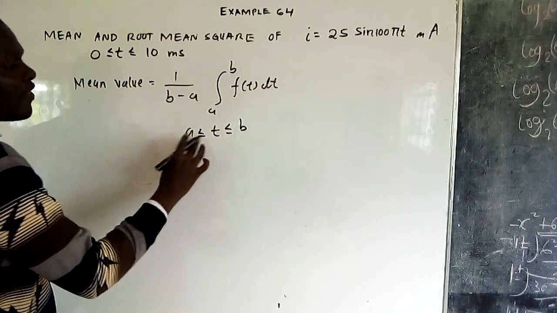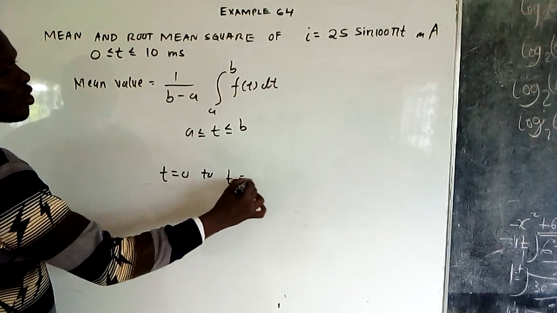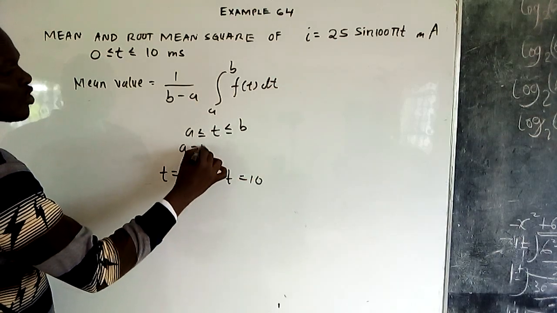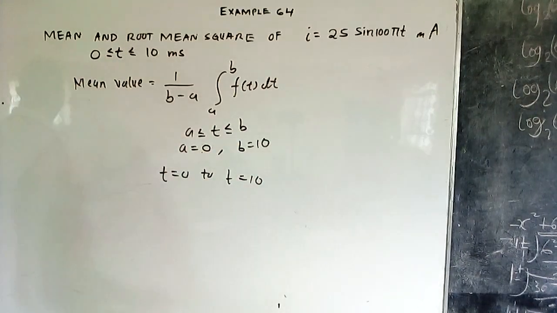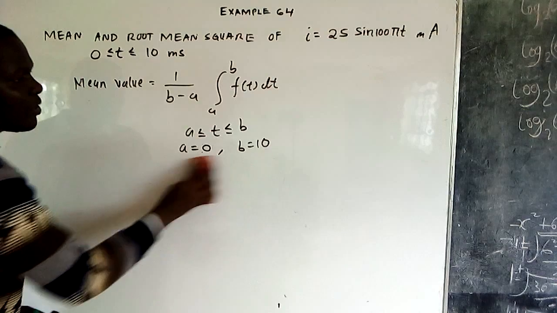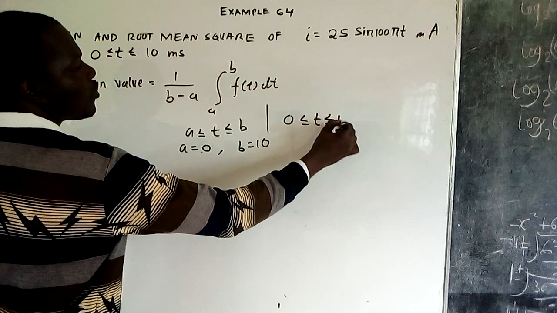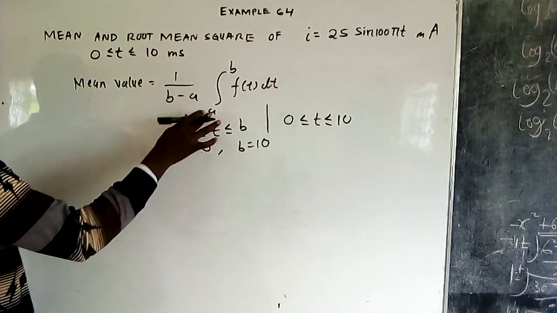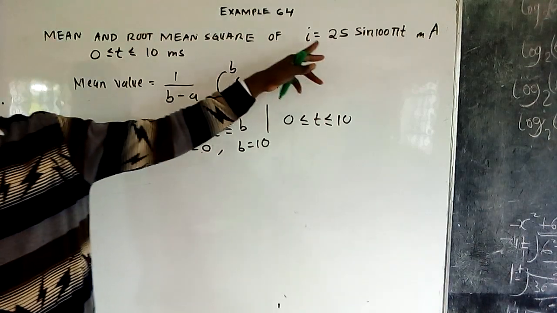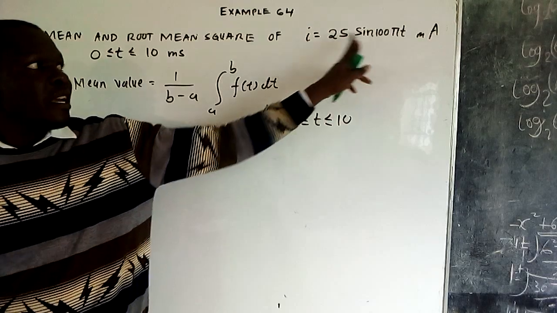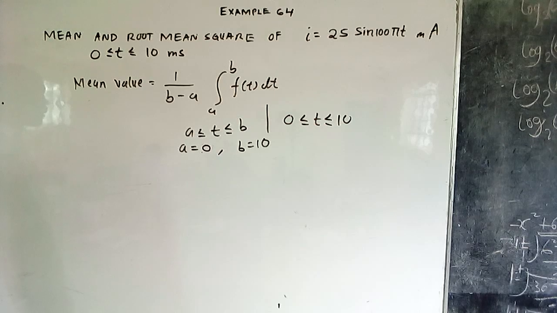Are you seeing that? The limits a to b are limits of t, and you'll be told t equals 0 to t equals 10, meaning a is equal to 0 and b is equal to 10. Are we together? This interval of t, you've been given from 0 to 10, meaning a is 0, the lower limit, and b is 10, the upper limit. Then you are integrating the function f of t dt, because current I is a function of t. Are we together?